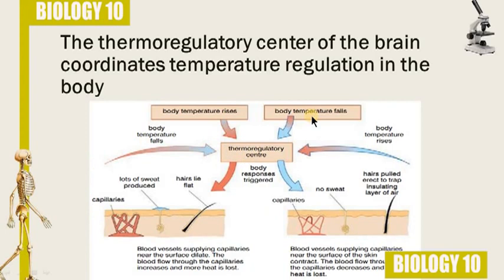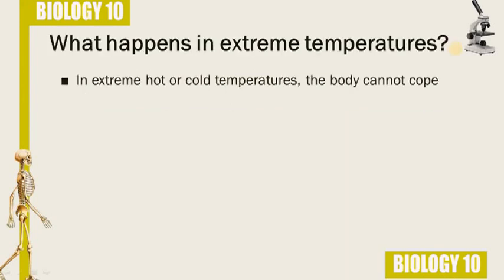When the body temperature falls and becomes low, another signal is sent to the thermoregulatory center. The response means that capillaries are constricted, there is no sweat, and the hairs become erect on our skin, trapping air for insulation. This in turn increases the body temperature and brings it back to normal. This is an example of what is known as negative feedback.